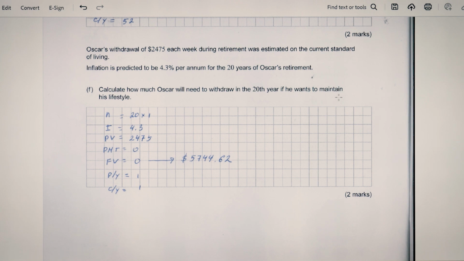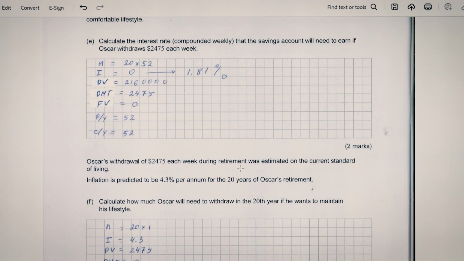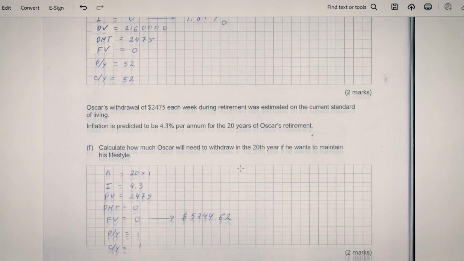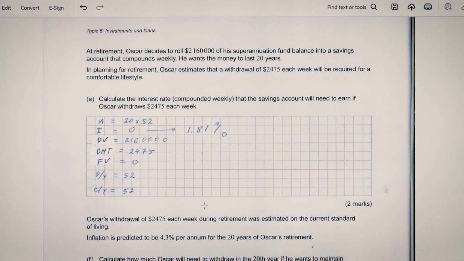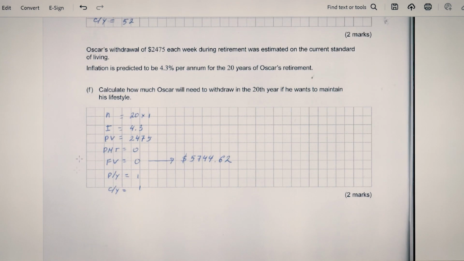And the last bit is calculate how much Oscar will need to withdraw in the 20th year if he wants to maintain his lifestyle. And his lifestyle, he wants $2,475 per week. It's actually to calculate the future value. Okay, so what will be... No, this is the inflation question. Sorry, I mixed it up. I didn't read the question. So here they just want to find out the interest rate, and this is the inflation question.